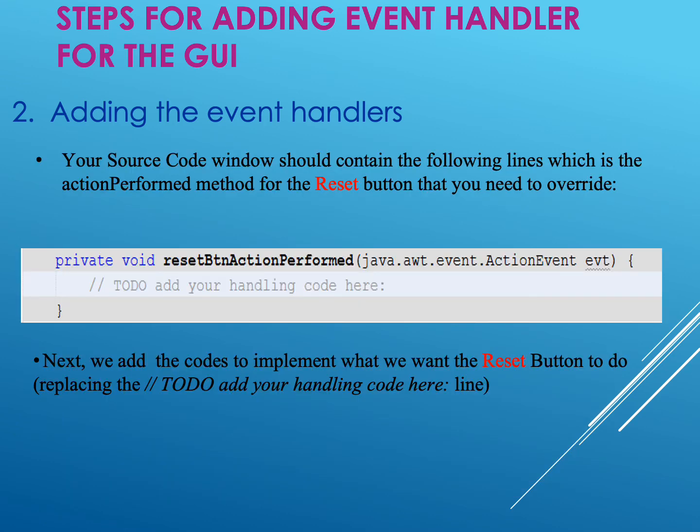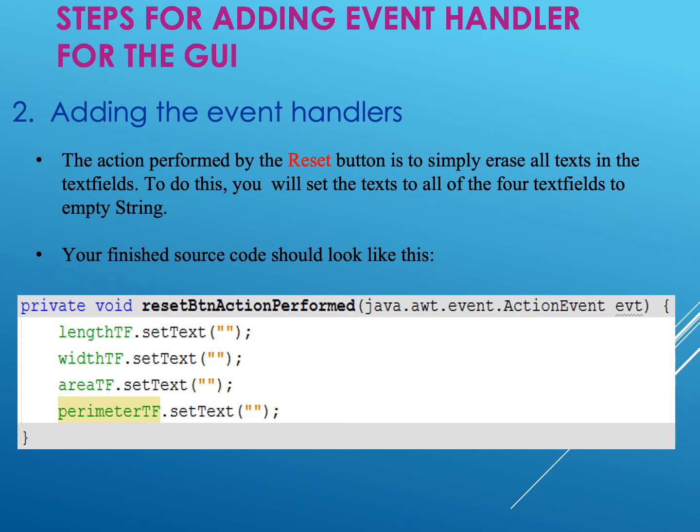Your source code window should contain the following lines, which is the actionPerformed method for the reset button that you need to override. Next, we add the code to implement what we want the reset button to do by replacing the "to do handling code here" line. The action performed by the reset button is to simply erase all text in the text fields. To do this, you will set the text of all 4 text fields to an empty string.